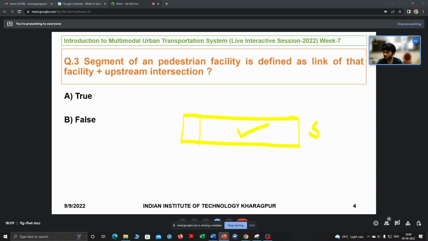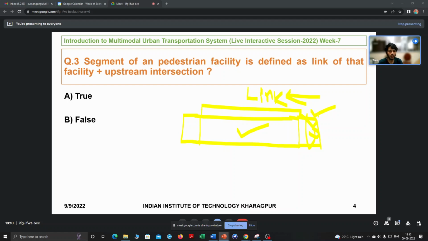Suppose this is another intersection. Then this is what is called the link. And what I have said is that a segment of a pedestrian facility is defined as the link of that facility plus the upstream intersection, right? So this is the upstream intersection. If your walking direction is this, so this is the upstream intersection. So is it called a segment? No, it is not called a segment.